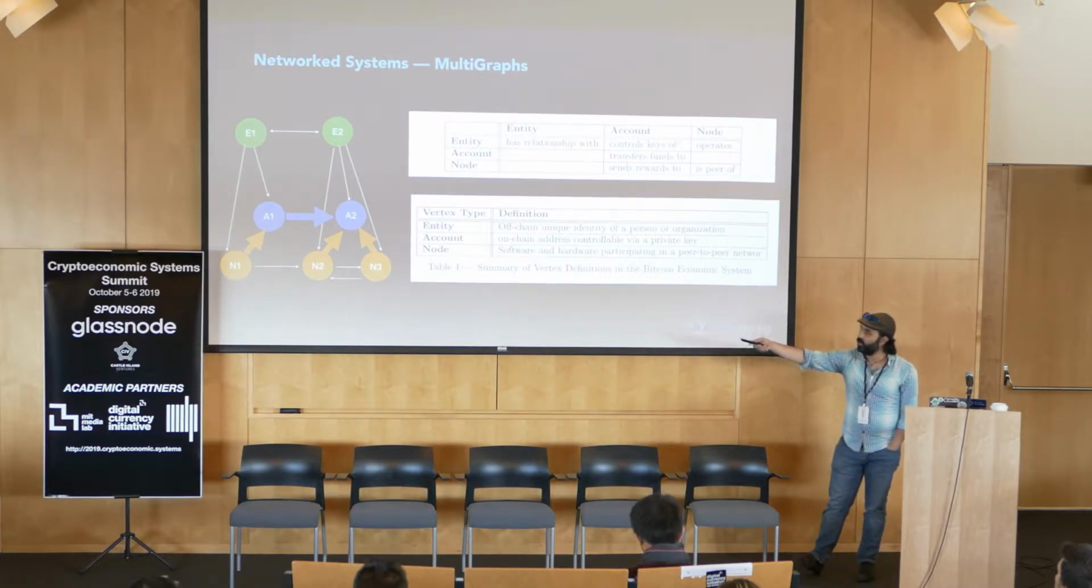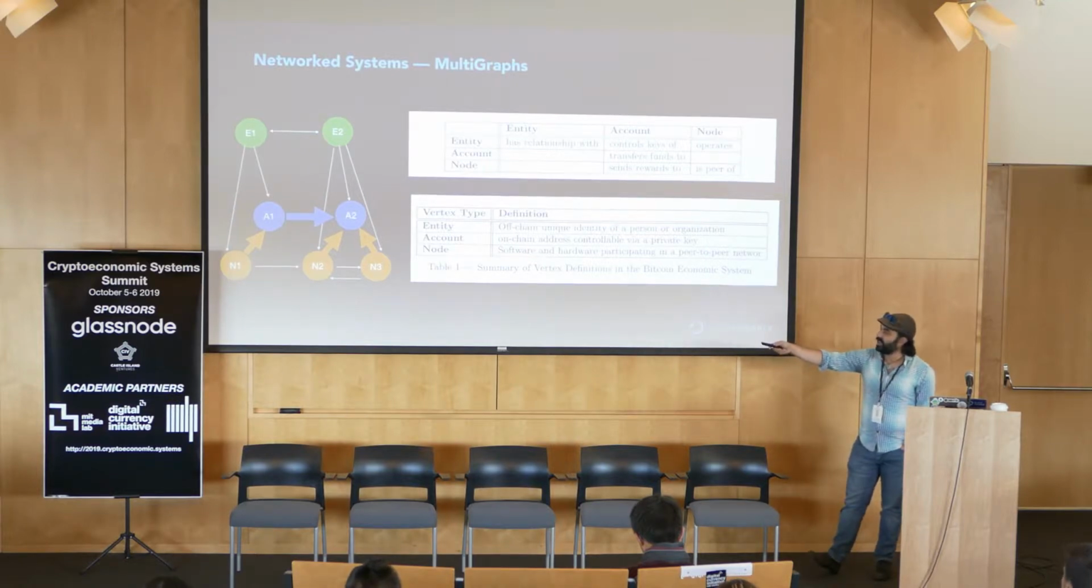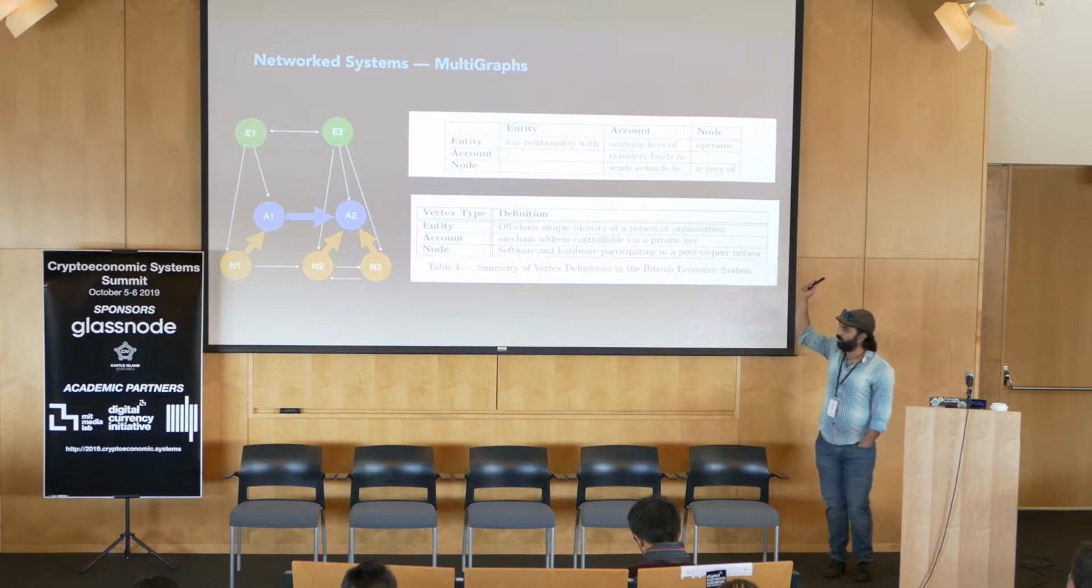If you think about this in a graphical abstraction, you then have a bunch of different kinds of edges. Entities have relationships with each other, they have control of the keys to a particular address, and they can operate a node. An account can transfer funds to another account, a node can send its rewards to a particular account, and a node can be a peer of another node.